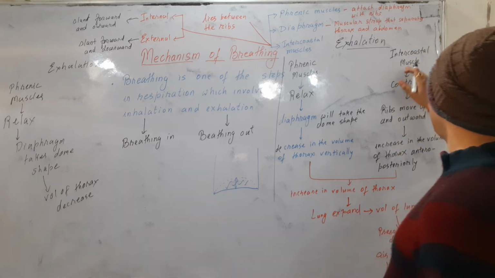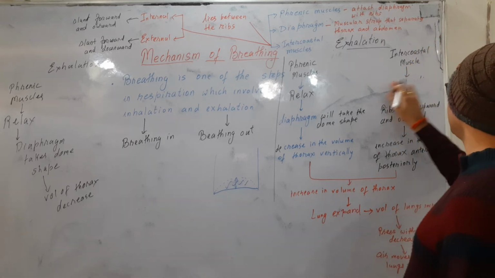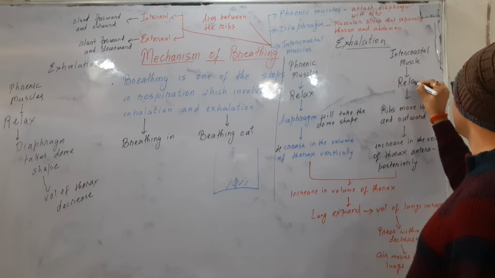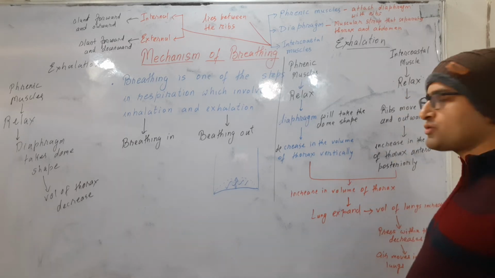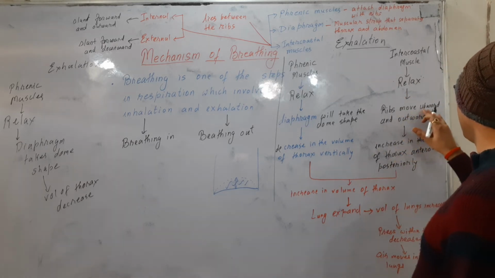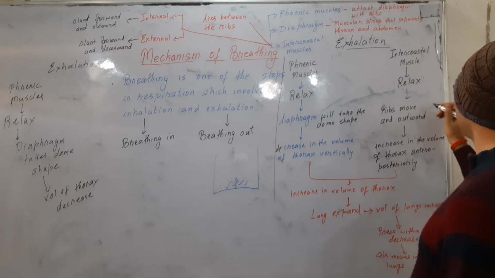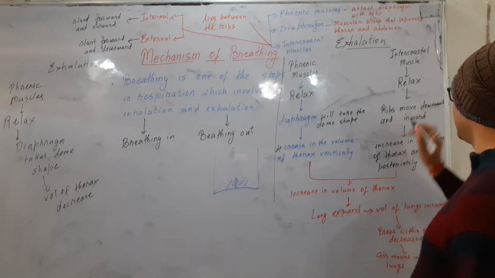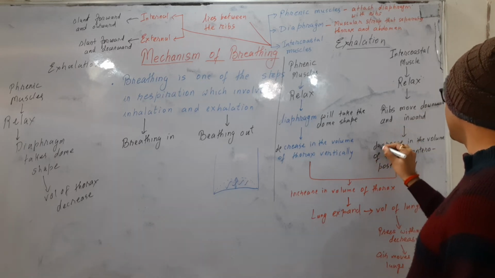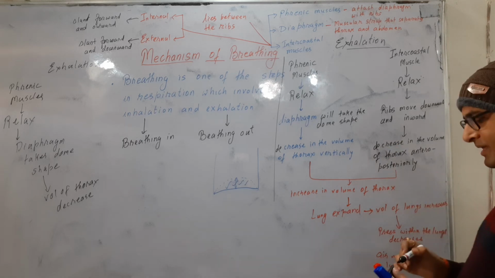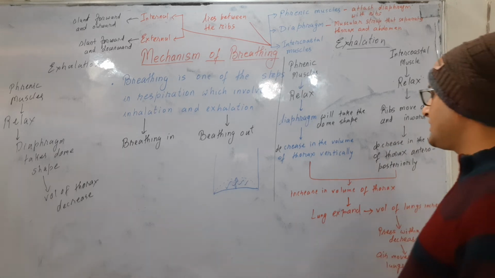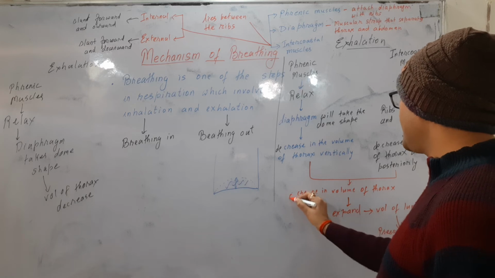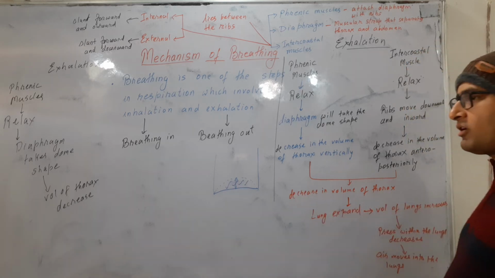In the same manner, if you talk about intercostal muscles, now they will not contract, they will relax. So the relaxation of intercostal muscles will move the ribs. How? Ribs will move downward and inward, which will again decrease the volume of thorax. Together, they will again decrease the volume of thorax.